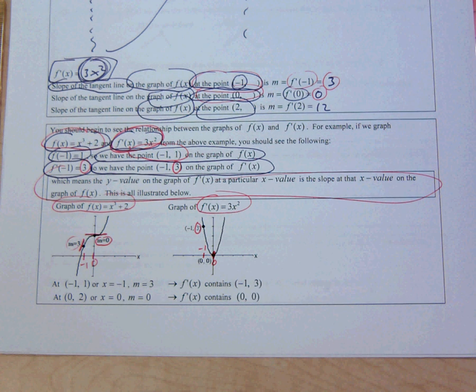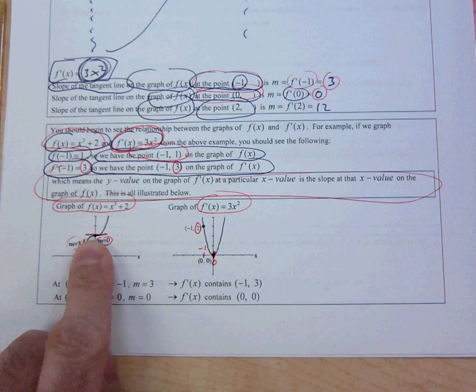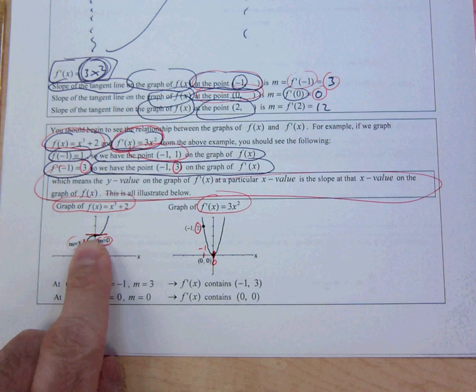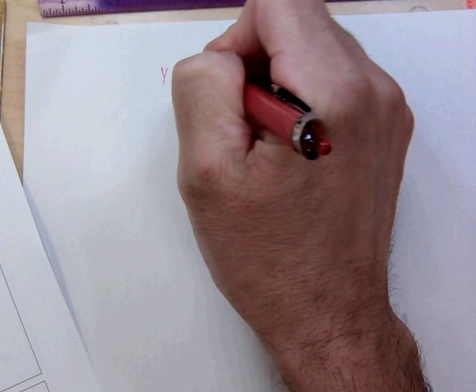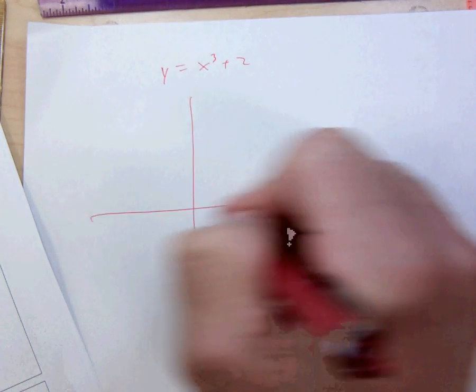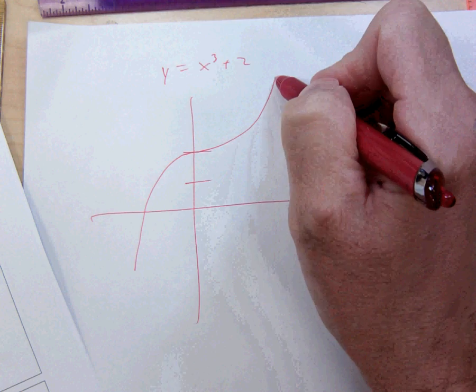And by the way, does that make sense that I would have a horizontal tangent line there? Does it? Let me explain that. If I gave you a cubic graph like this, which is a cubic shifted up 2. So there's the original function.